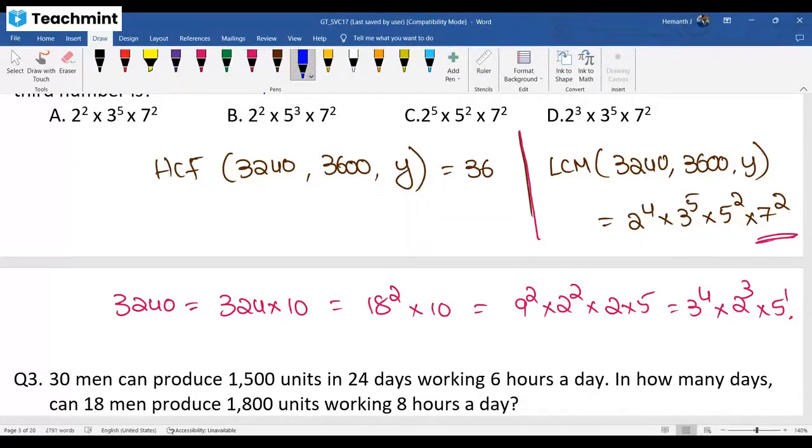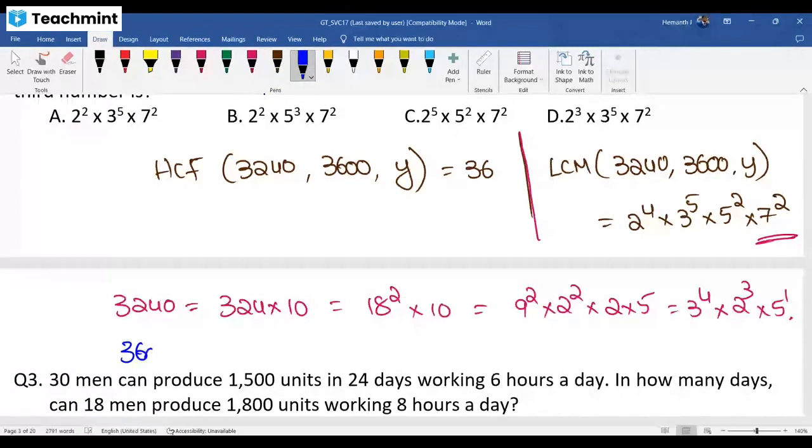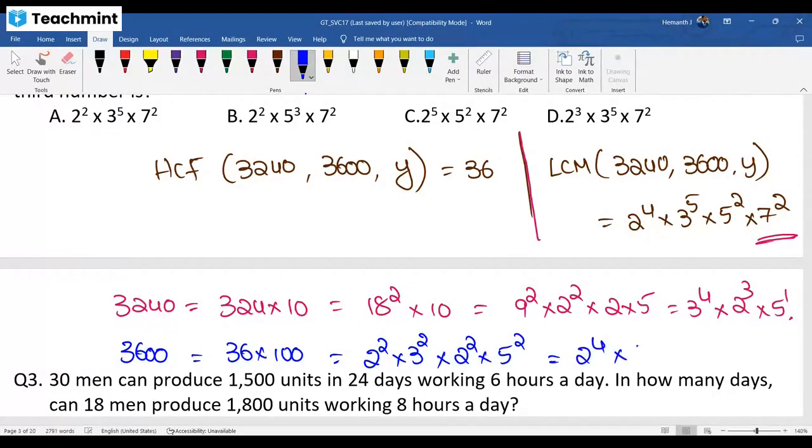And 3600 can be written as 60 square, or maybe better as 36 into 100. So 36 is 6 square, and 6 square means 2 square into 3 square. 100 can be written as 2 square into 5 square. So altogether 2 power 4 into 3 square into 5 square.